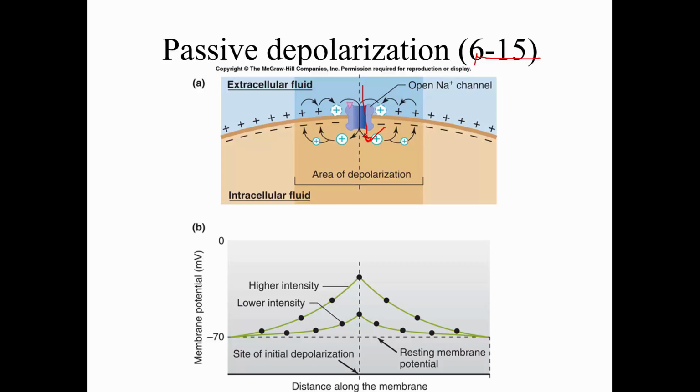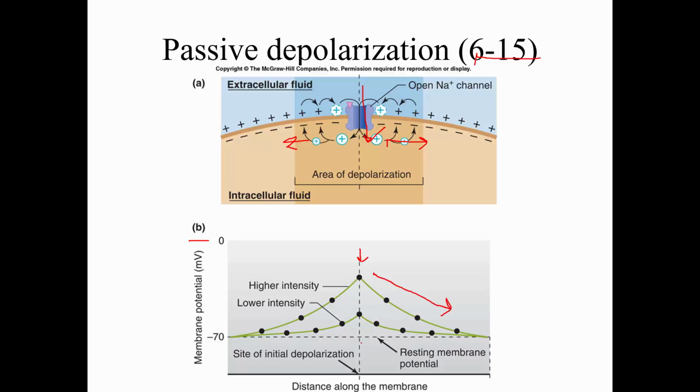Notice that doesn't just sit there, it actually travels along the membrane. But what happens is that depolarization decays as it goes, and we see that in our second diagram. So here's the point of the channel. Here's the point of stimulation. The channel opens and we get a depolarization. And as that depolarization travels along the membrane, it decays and it gets smaller and smaller.